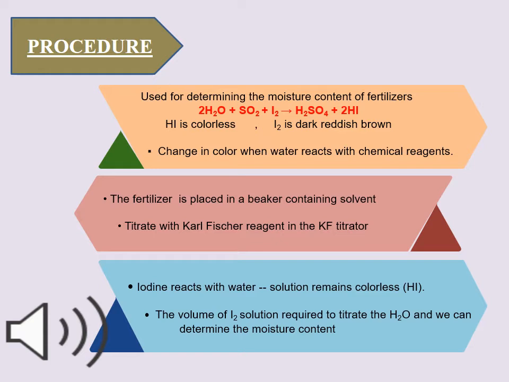So for this purpose, when we will titrate that Karl Fischer reagent in the beaker, the iodine present will react with the water that is present in the fertilizer, and the dark red color of the iodine, after the reaction with water, will turn into hydrogen iodide and it will become colorless. So this change in color is basically used to determine the moisture content.